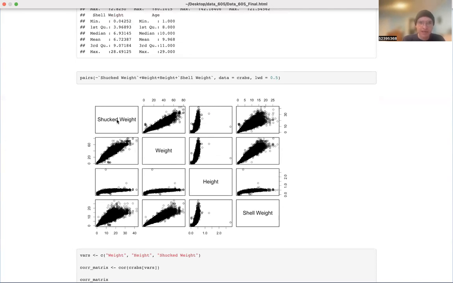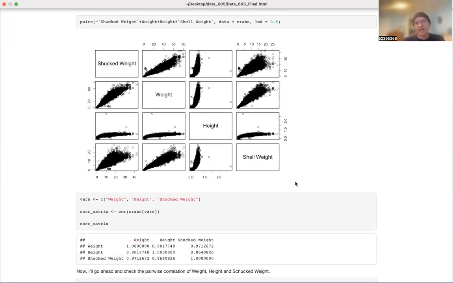So if we look here, we have shucked weight as the X value and weight as the Y value. Here we would have shucked weight as the X value, height as the Y value. Basically, in this scatter plot matrix, if a value is above or below a label, that just means that it's the X value. And if it's to the left or to the right, it just means that it's the Y value.